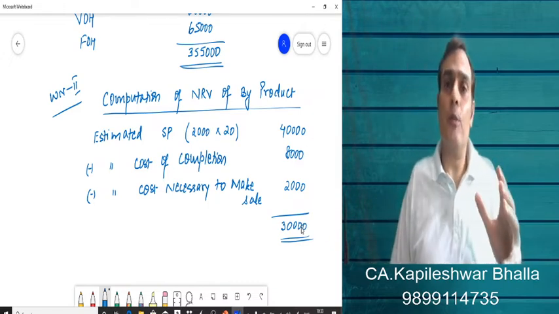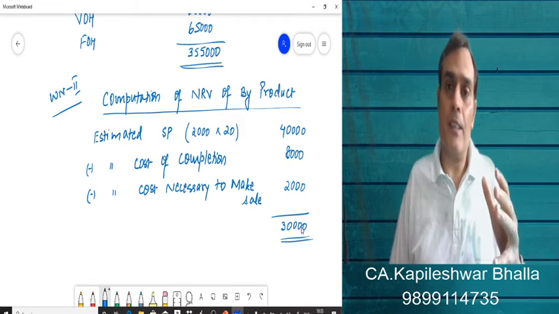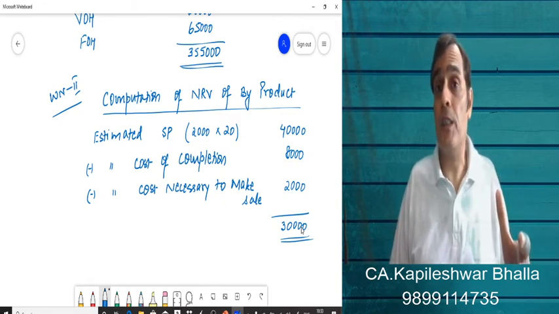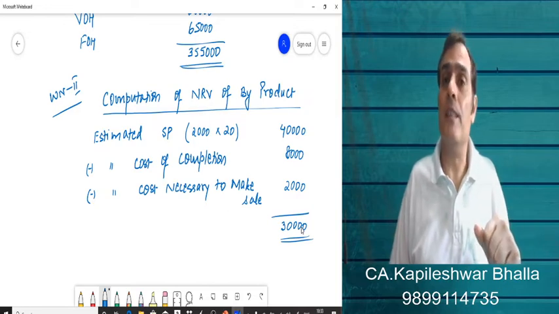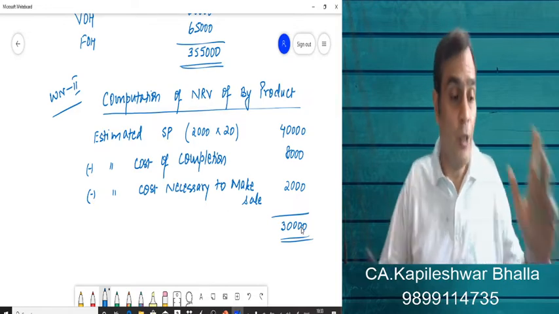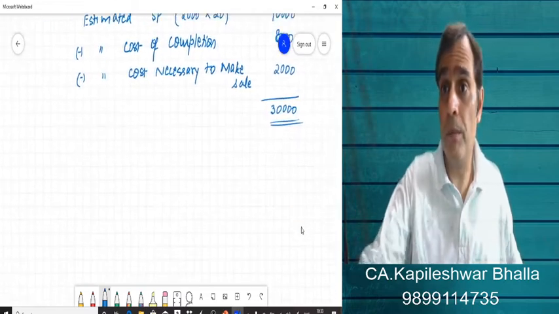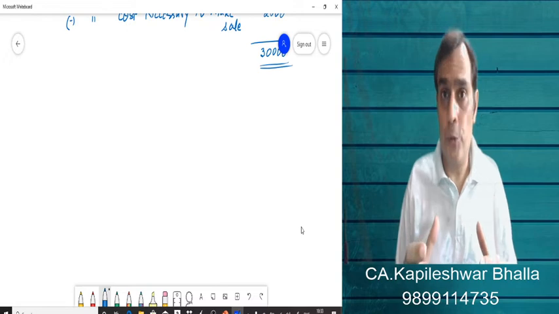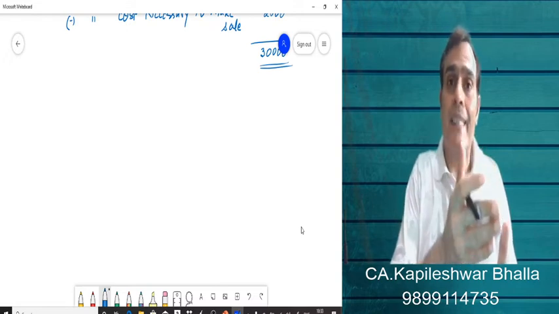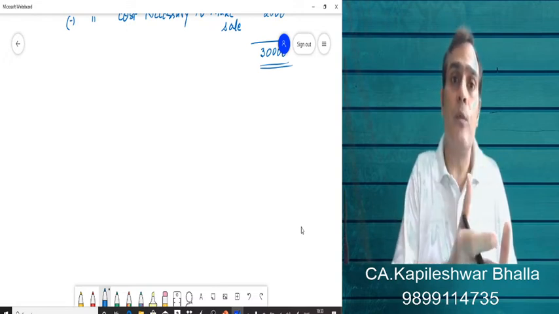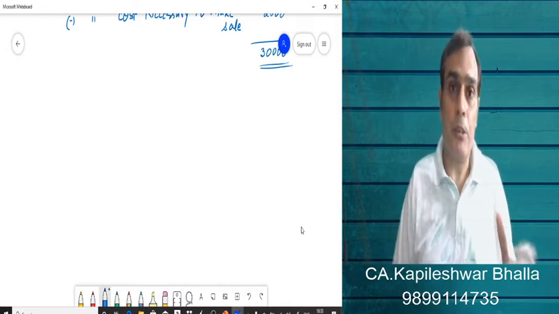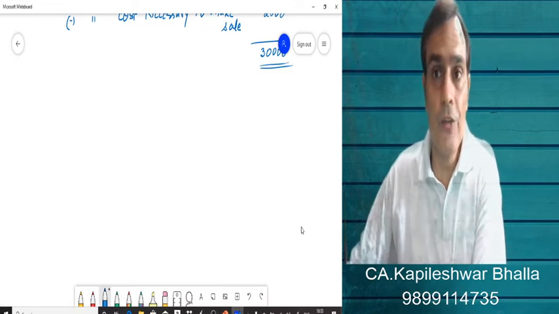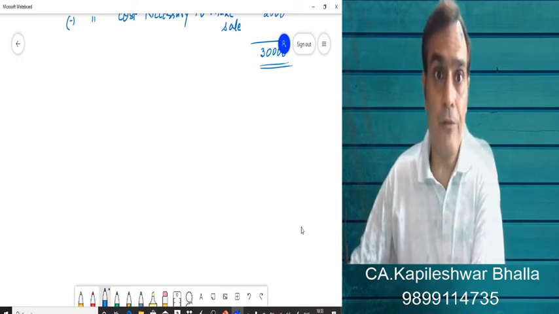Once you've been able to organize the net realizable value of the byproduct and the JPC, we are ready to get the net JPC as well. Now the main solution begins. These were the two working notes. Now we're going on to the main solution, where we see what is the net JPC which can be allocated to MP1 and MP2 in the ratio of the sales value. So let's do one thing.